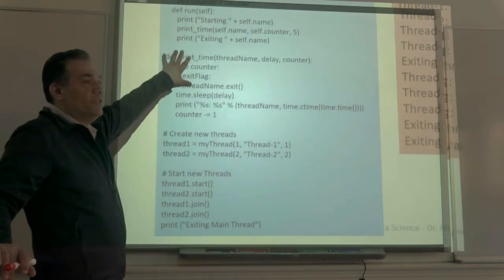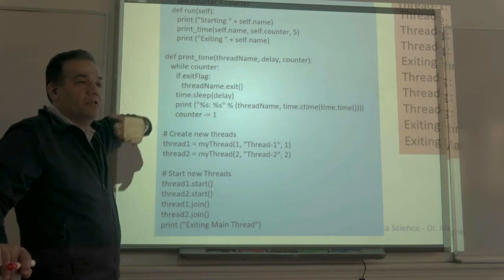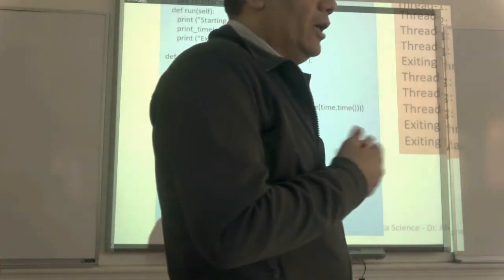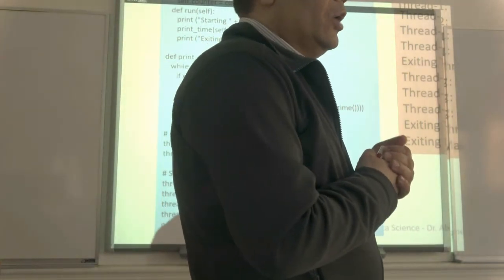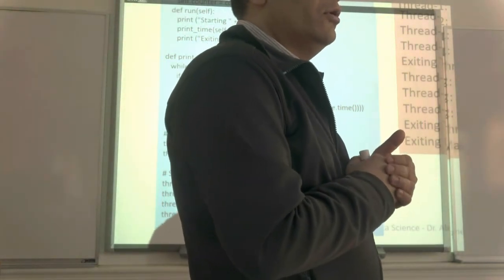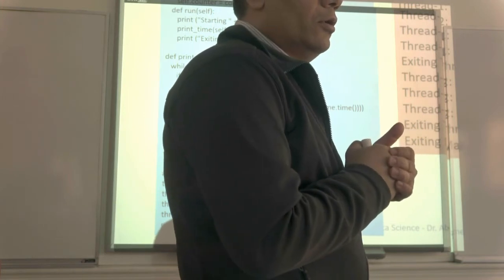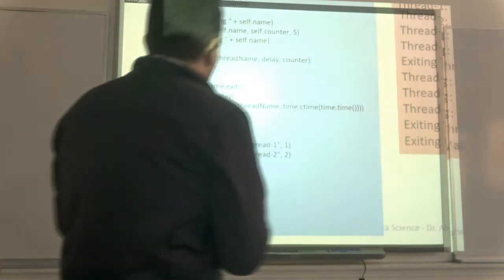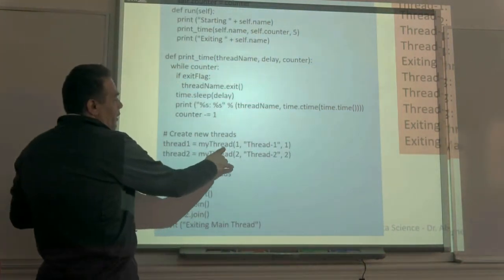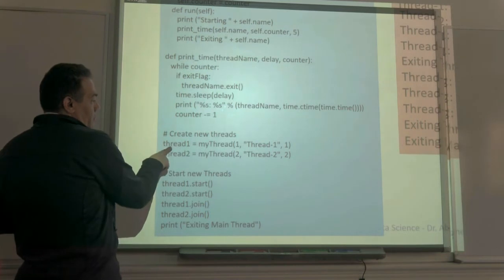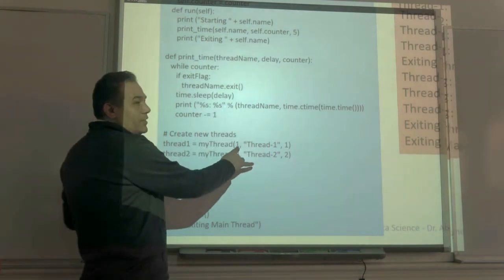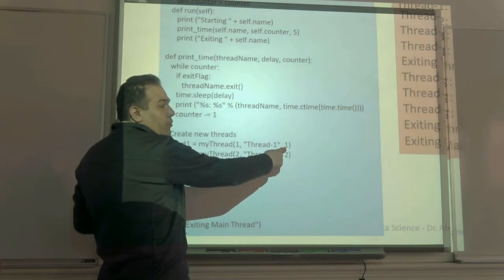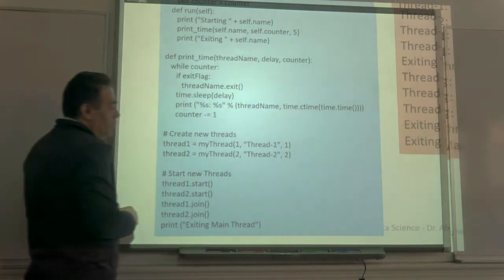So what is all of the above? It is a class of a thread that I have created. What does it do? Whenever I create a thread, it just prints the time. So here I'm calling my thread, thread one. One is the ID, and one is the delay time between each run. Here, thread two, ID two, and delay two.